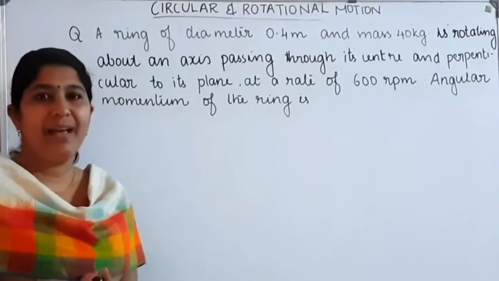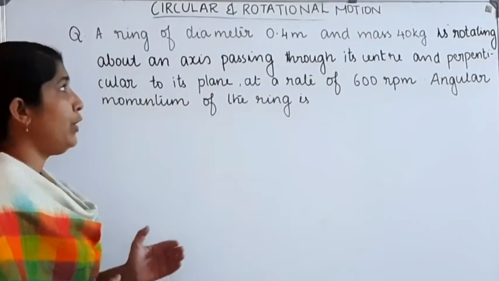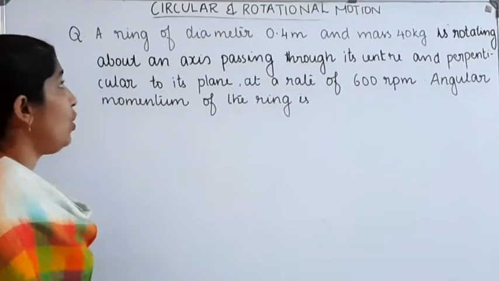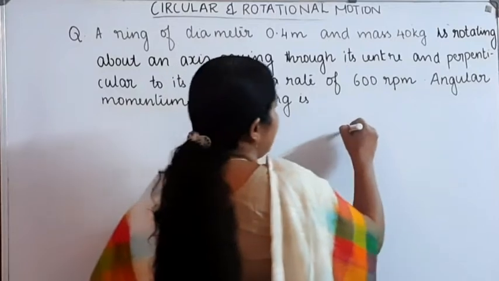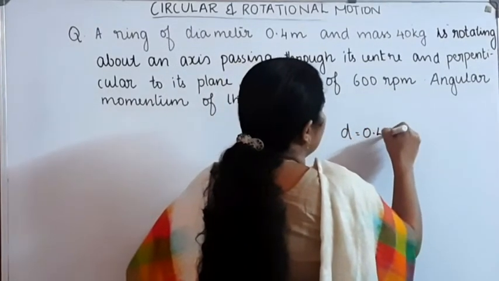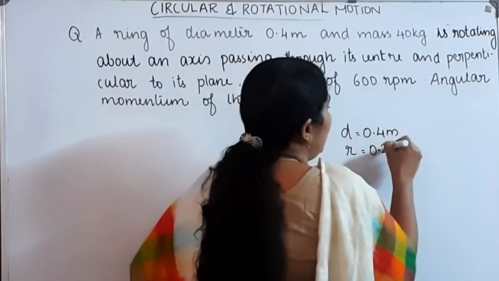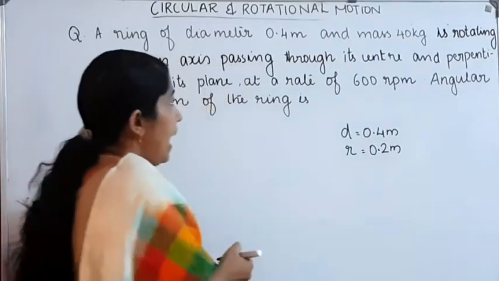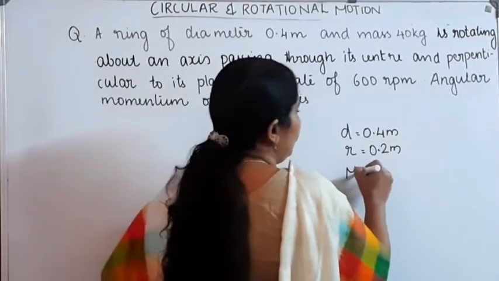Next question: a ring of diameter 0.4 meter. The diameter D is equal to 0.4 meter, so the radius is equal to 0.2 meter, and the mass of the ring M is equal to 40 kg.